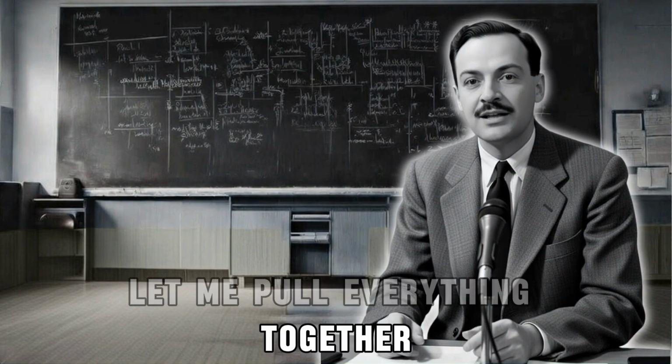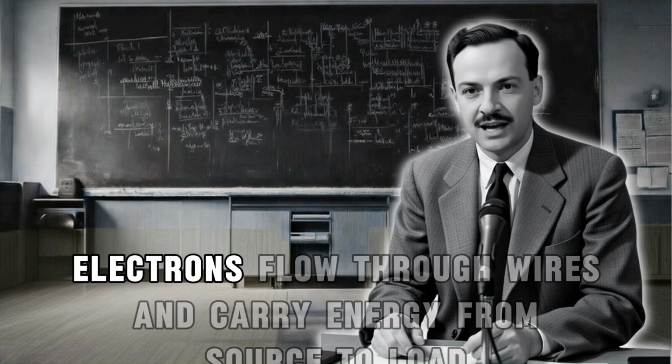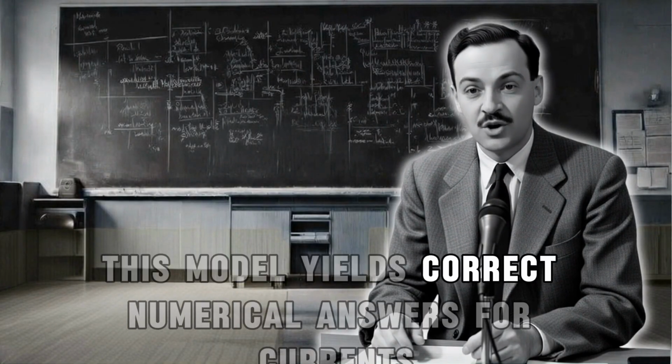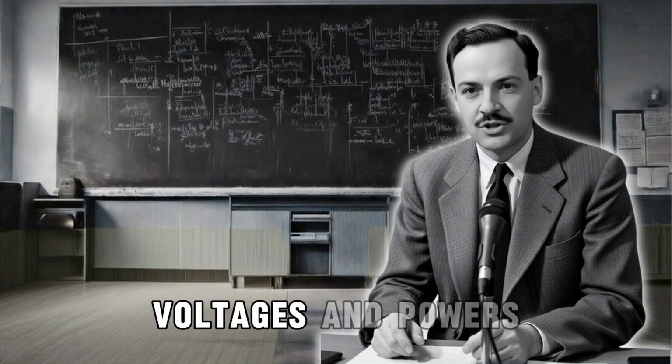Let me pull everything together. The standard model says electrons flow through wires and carry energy from source to load like water through a pipe. This model yields correct numerical answers for currents, voltages, and powers.